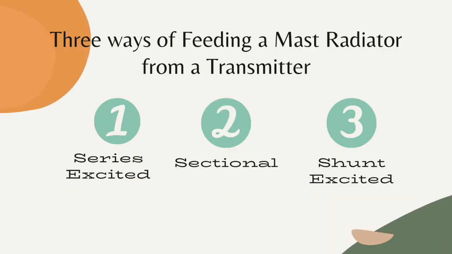There are three ways of feeding a mast radiator from a transmitter. Series excited is the first one, in which the mast is supported on an insulator and the transmitter is connected to the mast just above it. Second, sectional. The structure is divided into usually two sections with insulators between, usually center feed.